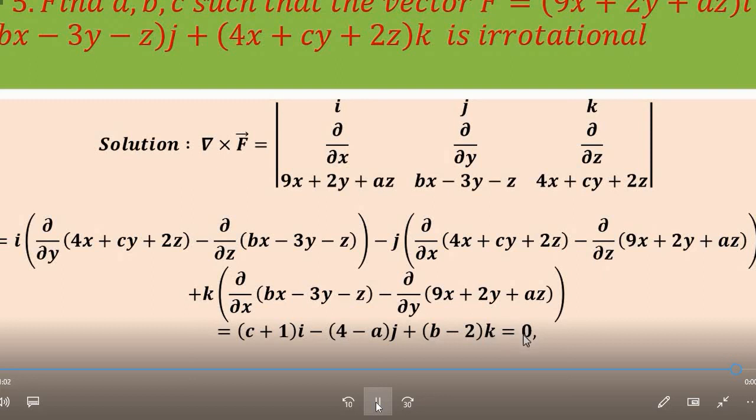When the curl f is equal to 0, it is understood that the given function is irrotational. So after solving this equation, we get a is equal to 4, b is equal to 2 and c is equal to 1. Like this, the unknown constants can be found by using the irrotational functions. Thank you.